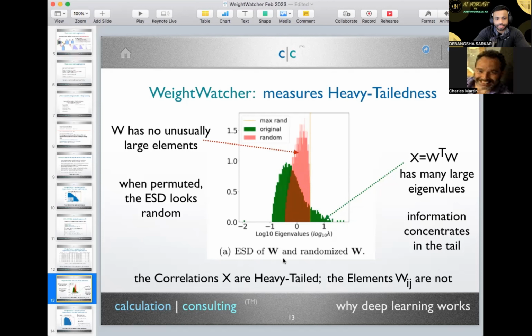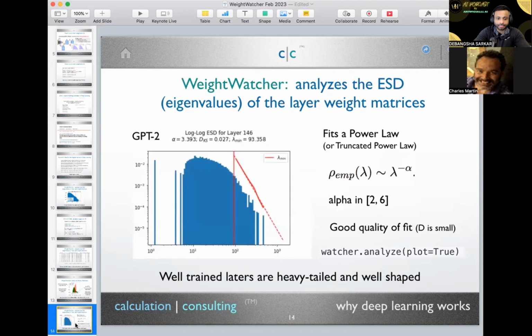Now, if you think about what people usually do in statistical learning theory, they don't consider X, they consider W. And they look at W, and you might try to clip the elements, or you might try to bound the spectral norm. And the point is that that's the wrong thing to do, because what you care about are the correlations, not the individual elements.